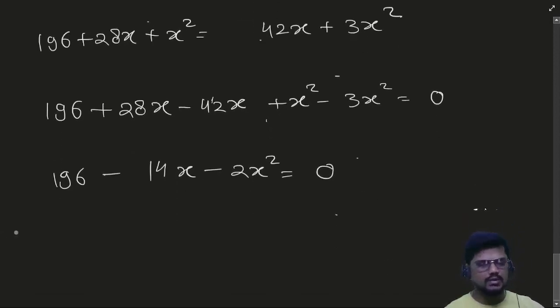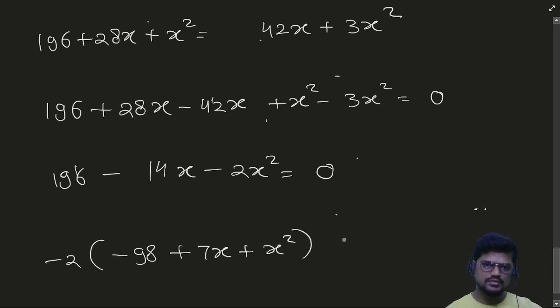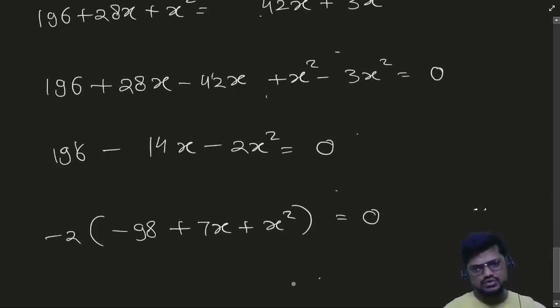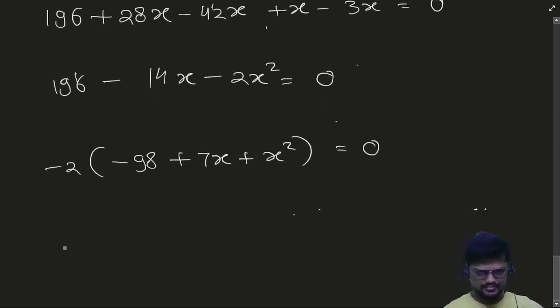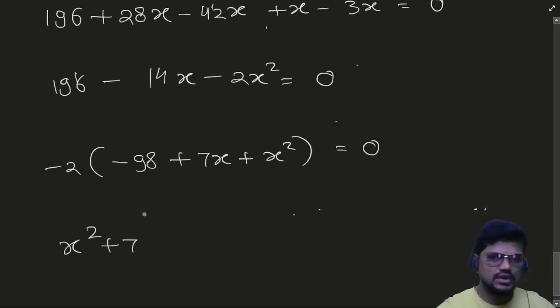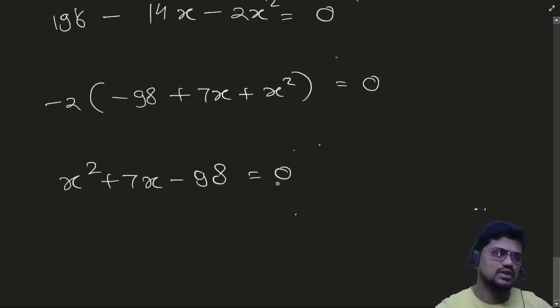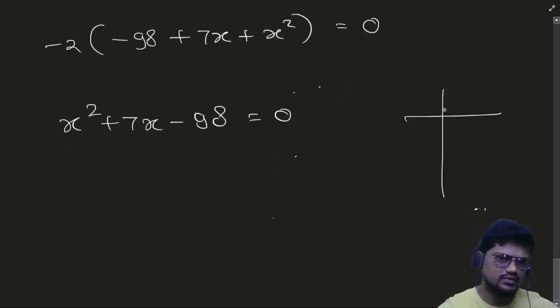If I take minus 2 as common, it will be minus 2 (98 plus 7x plus x square) equals 0. If minus 2 goes on that side, everything will be 0 again. So x square plus 7x minus 98 is equal to 0. So this is what you get, a quadratic equation to find the value of x.